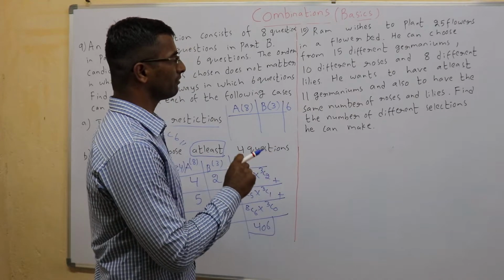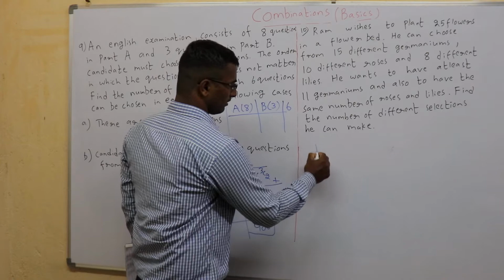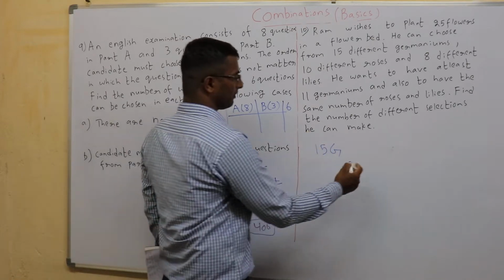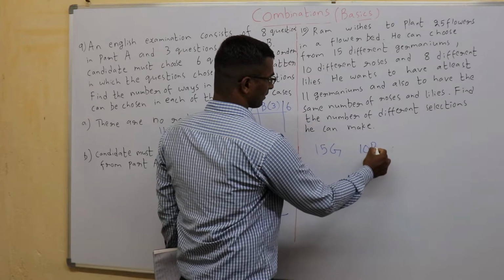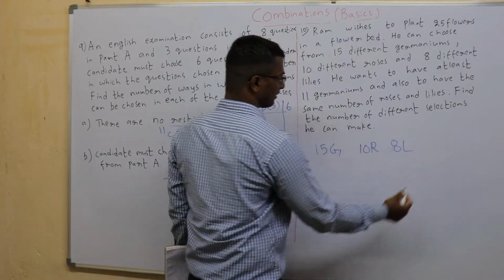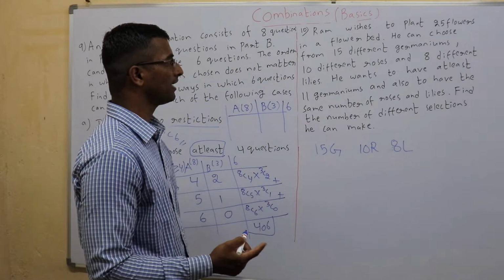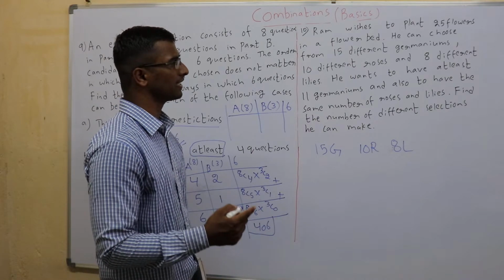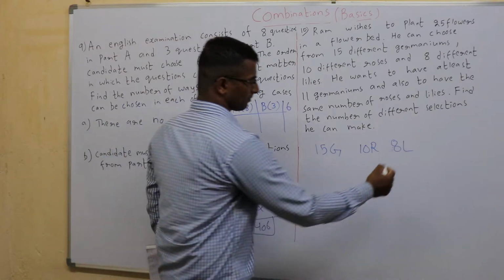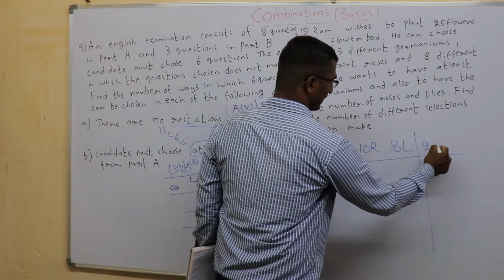Next question. Ram wishes to plant 25 flowers in a flower bed. He can choose from 15 different geraniums. Okay, let us write: 15 are G, and 10 different roses, so 10 R, and 8 different lilies, so 8 L. As you read, first write it down. And how many flower plants does he wish to plant? 25 of them. From these 3 he is selecting 25.